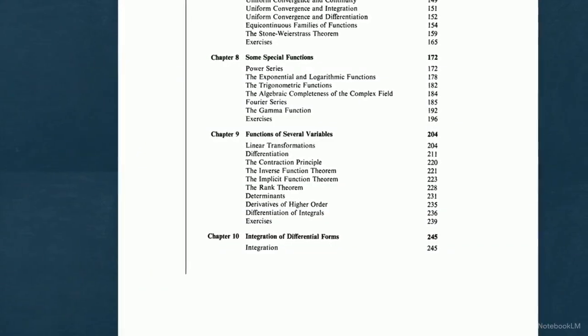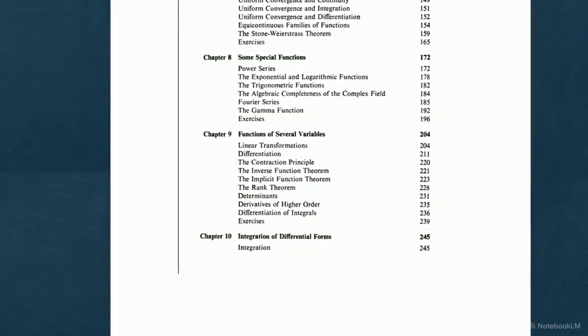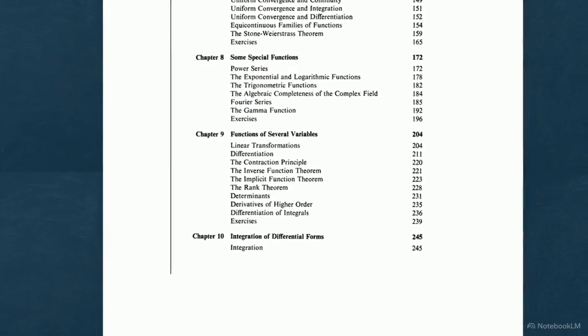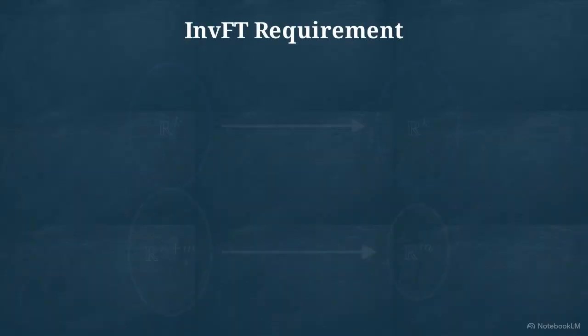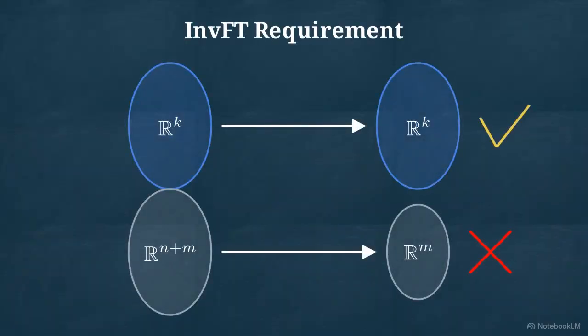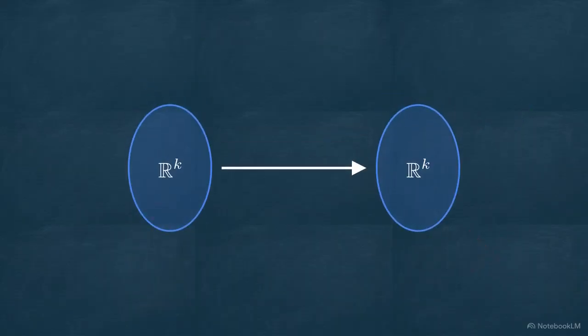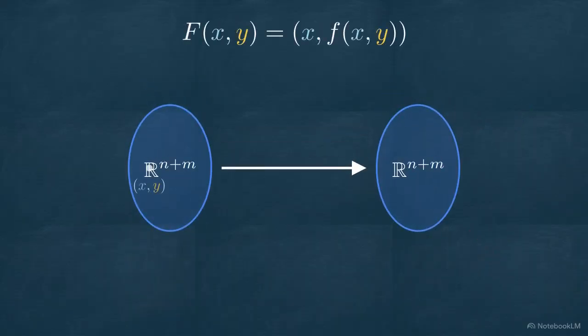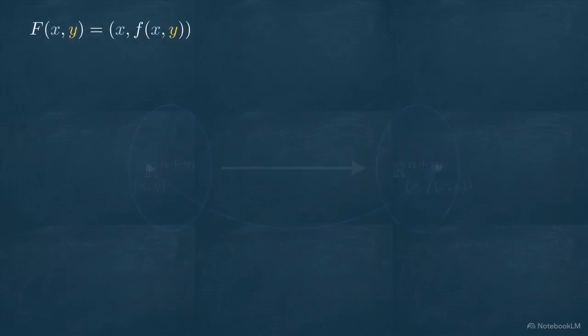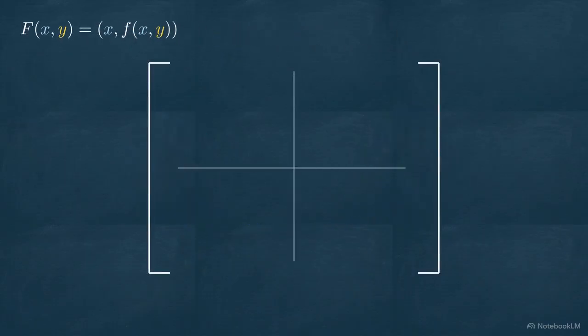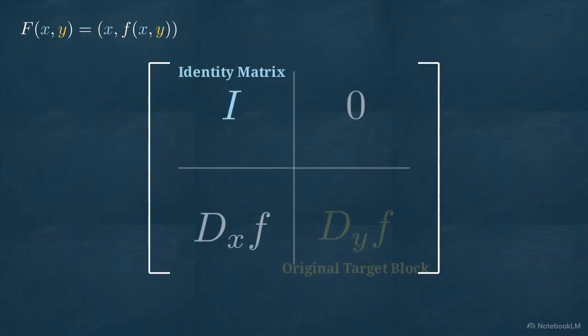He proves it by bootstrapping an entirely different theorem, the inverse function theorem. The inverse function theorem requires matching input and output dimensions. Rudin constructs a temporary mapping, mapping independent x variables to themselves alongside the y variables. Taking the derivative of this expanded mapping forms a clean identity matrix next to our original target block.